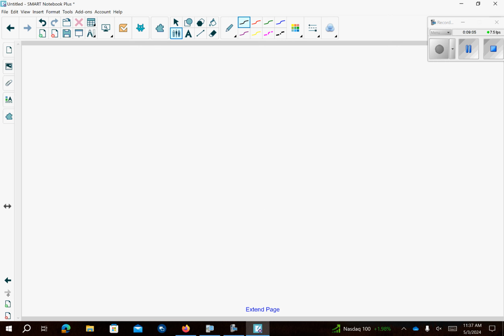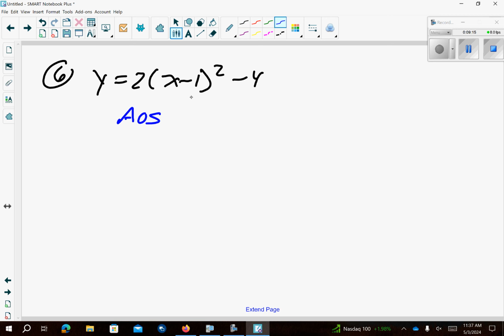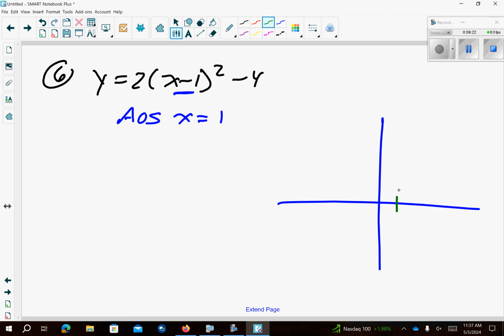Problem number 6. Looks like it's already in vertex form for us, which is the nice one to graph because it gives us the vertex right away. All right, so our axis of symmetry is the opposite of that. So it's x equals 1. There's our axis of symmetry. Our vertex is going to be at 1. Remember, it's opposite and same outside, so 1, -4.